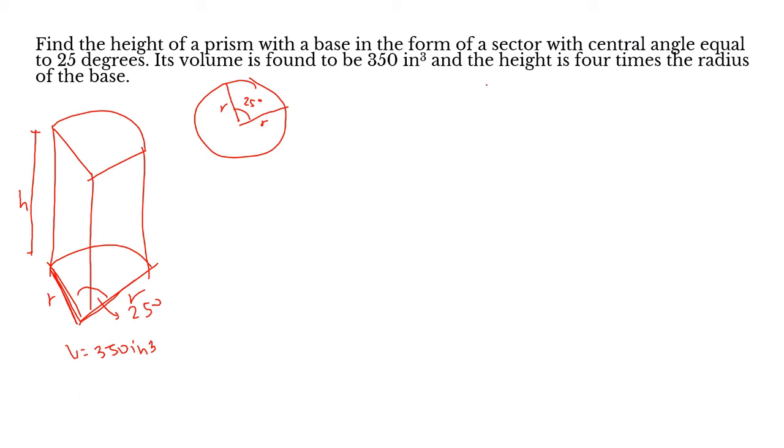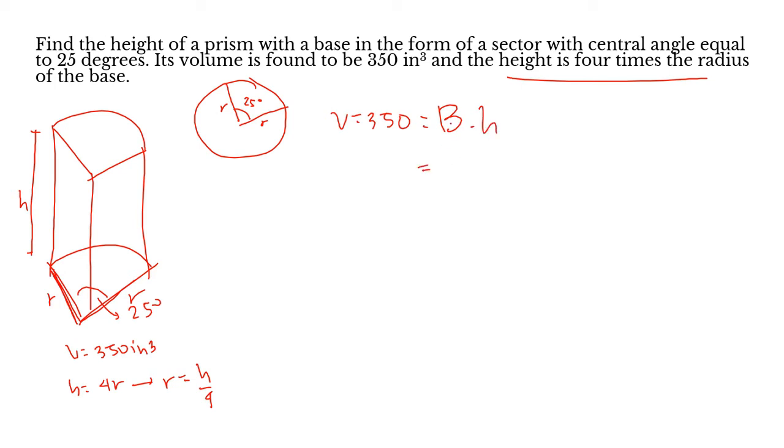And according to the problem class, your height is 4 times the radius. H is equal to 4r. Rearranging that, we get something like r is equal to h over 4, right? Sige. So, pila mong volume ani? Volume is 350. Pero what is the formula? That is the area of the sector, area of the base, or basically the area of the sector times the height, which is also unknown, right?